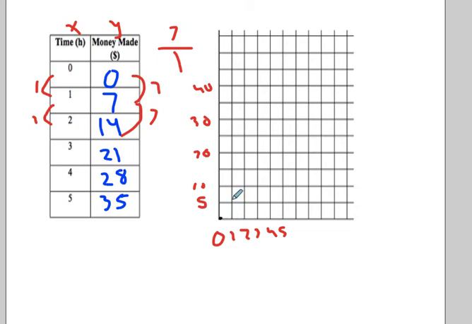At 1 hour, he made about 7, somewhere in here. At 2, it's 14. At 3, it's 21. At 4, it was 28. And 5 was at 35. And sure enough, this is a linear function. It is changing by the same amount per hour. Up 7 over 1. All right, so that concludes this video.